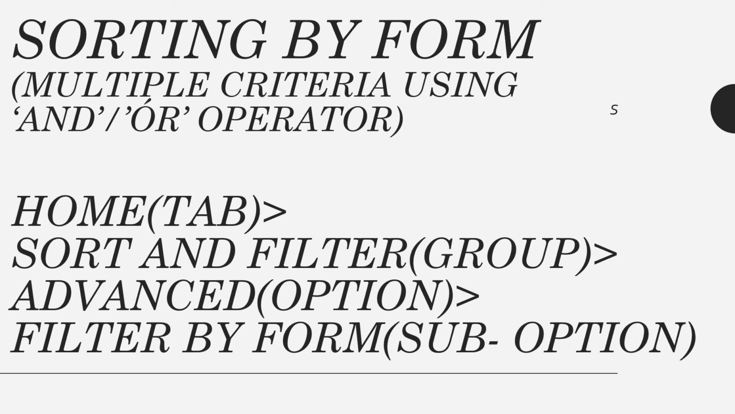Next comes filter by form. When we want to apply multiple criteria, meaning more than one condition using an OR or an AND operator, we will use filter by form. For this purpose, in the ribbon under the Home tab, we have the Sort and Filter group, in which we will get the Advanced option, and we'll click on that, by which we'll get the Filter by Form sub-option. We can click on Filter by Form and apply multiple criteria, more than one condition.